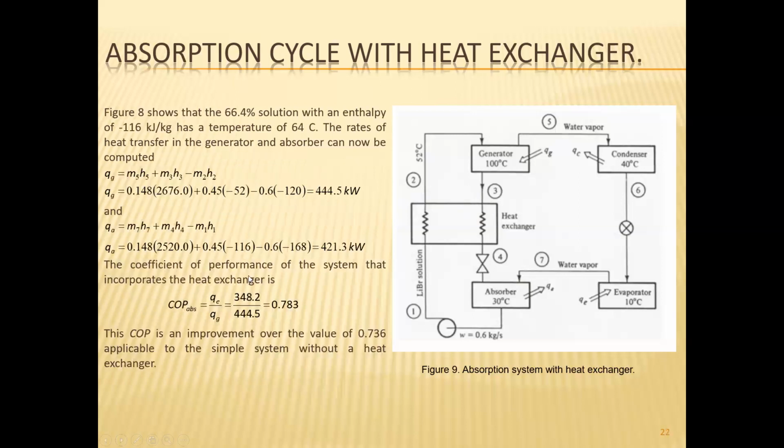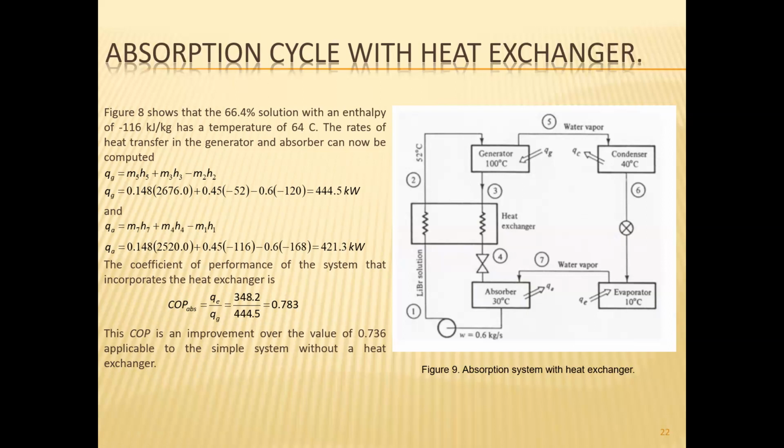Figure 8 shows that a 66.4% solution with an enthalpy of negative 116 kJ per kilogram has a temperature of 64 C. So that negative 116, its percentage solution is 66.4. Now, the temperature, you can get from figure 8, is 64 C. That's it.